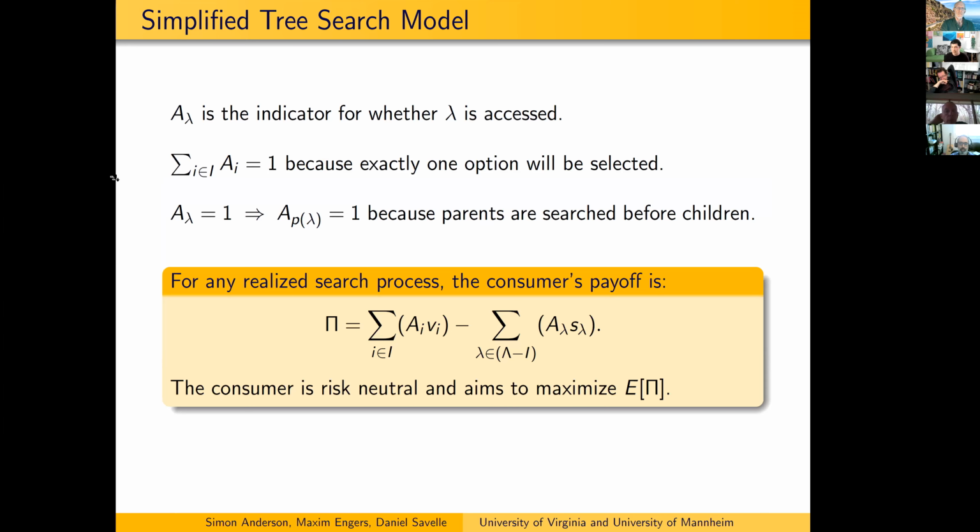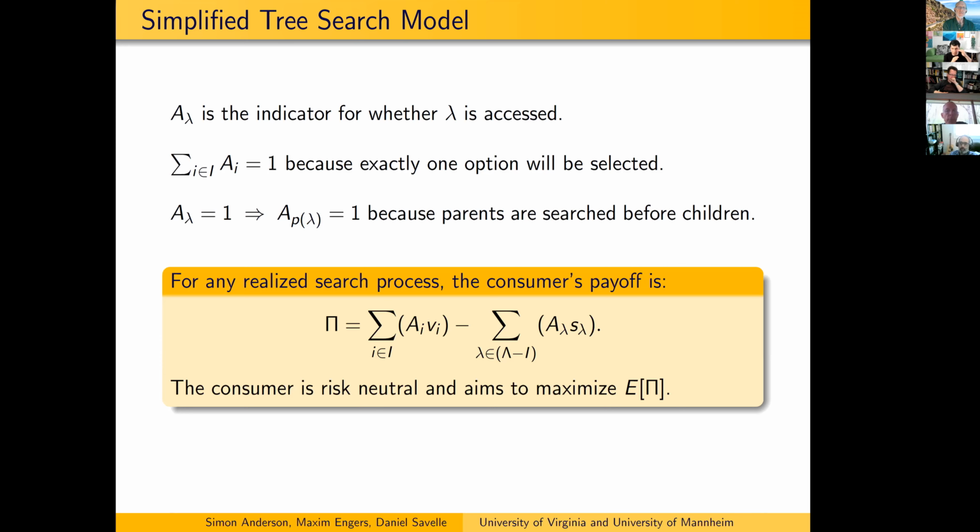Now, to do payoffs, I'm going to use indicators. The reasoning is that this is going to parallel the proof that this process we're about to define is going to be optimal. But for now, an indicator is 1 if a node is accessed, 0 if it isn't. So for terminal nodes, it's 1 if it's selected. Since only one terminal node is selected, the sum of all those indicators is 1.